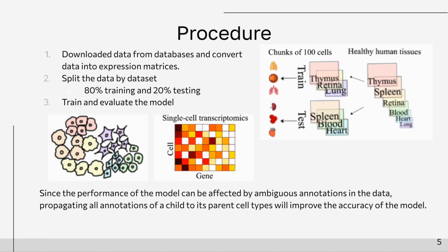First, the data will be downloaded from databases and converted into expression matrices, with rows as the genes and columns as the cells. Then the data will be split by dataset to prevent the same cells from appearing in both the training and test set from the same dataset. Then the model will be trained and evaluated using deep learning methods. Since the performance of the model can be affected by ambiguous annotations in the data, propagating all annotations of a child to its parent cell will improve the accuracy of the model.